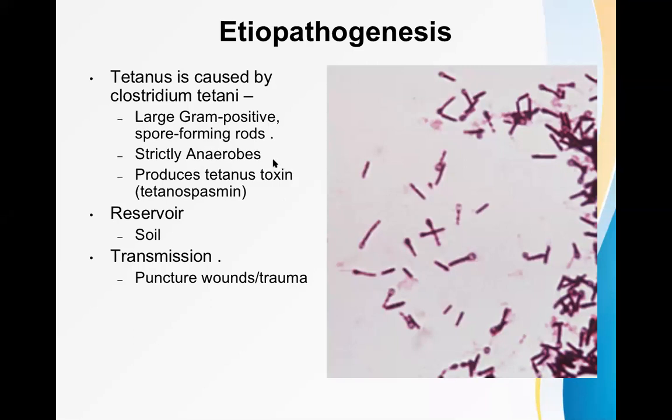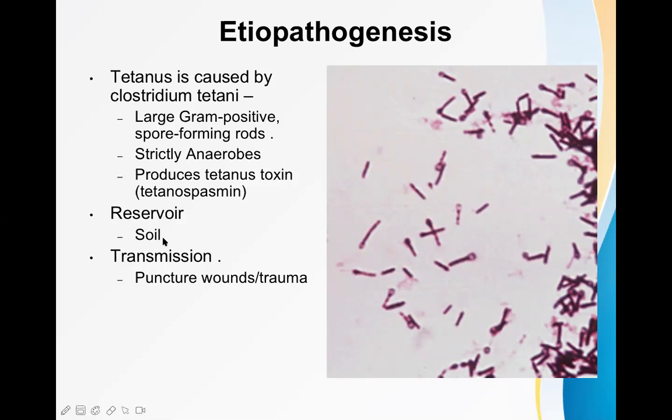It forms the spore. You can clearly see here, this is the spore. This bulb structure is the spore. They are strictly anaerobic organisms. They cannot survive in an oxygenated environment, and they produce tetanospasmin. There is one more toxin known as tetanolysin also, but tetanolysin is not very important in comparison to tetanospasmin regarding the clinical features.